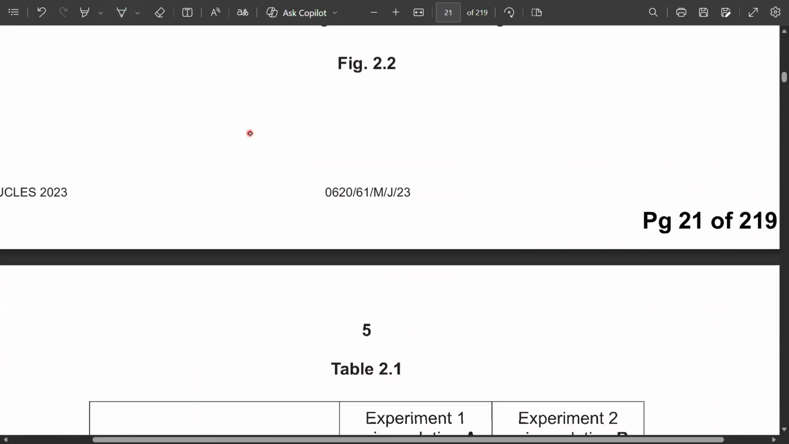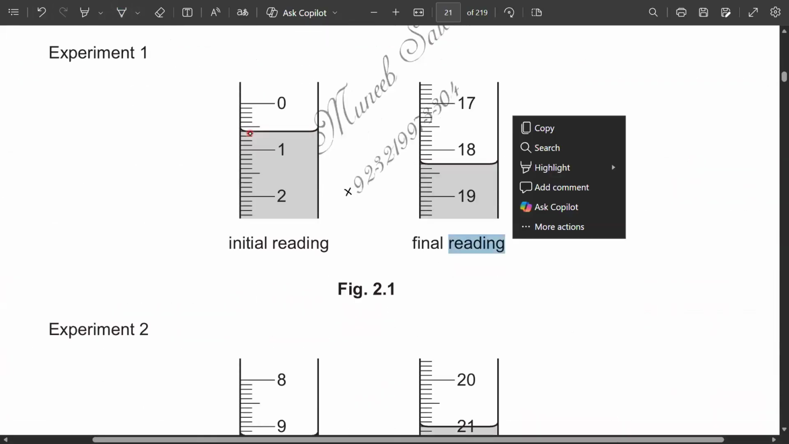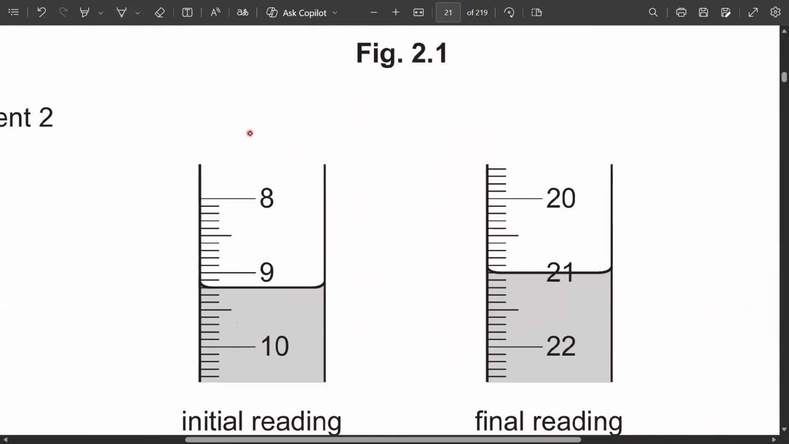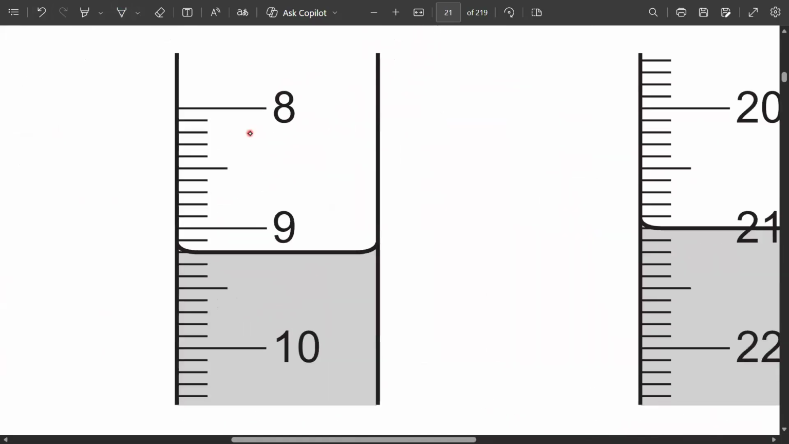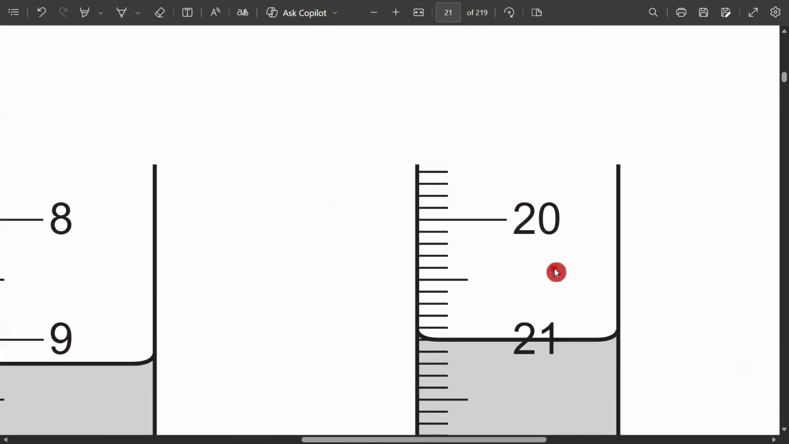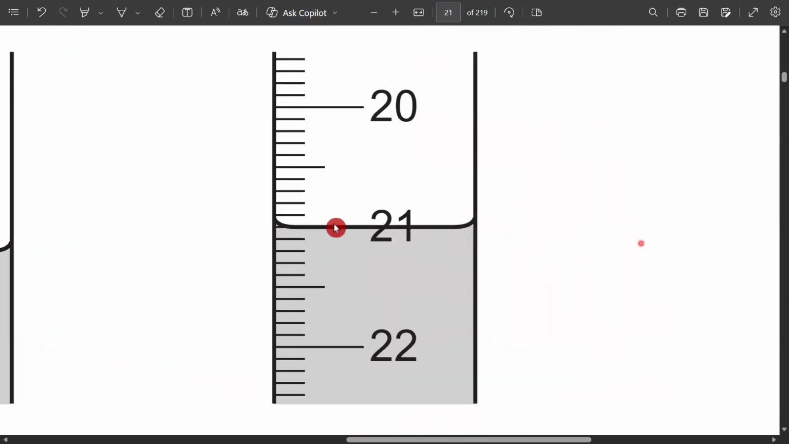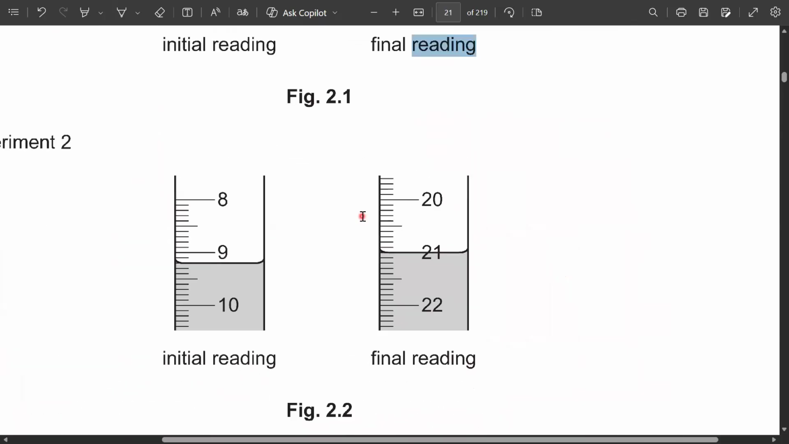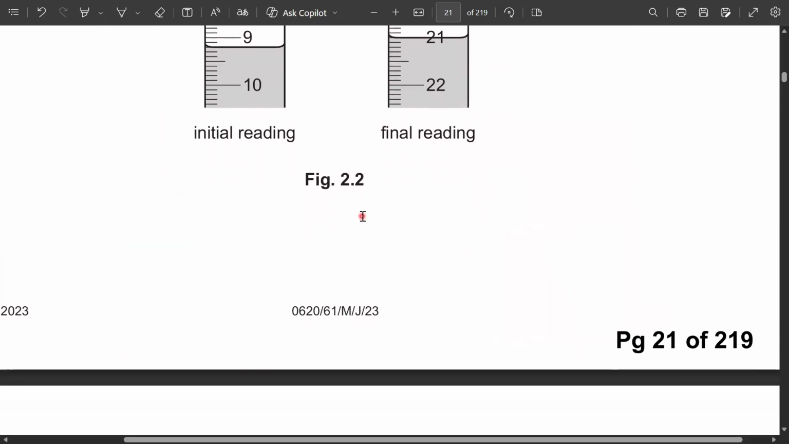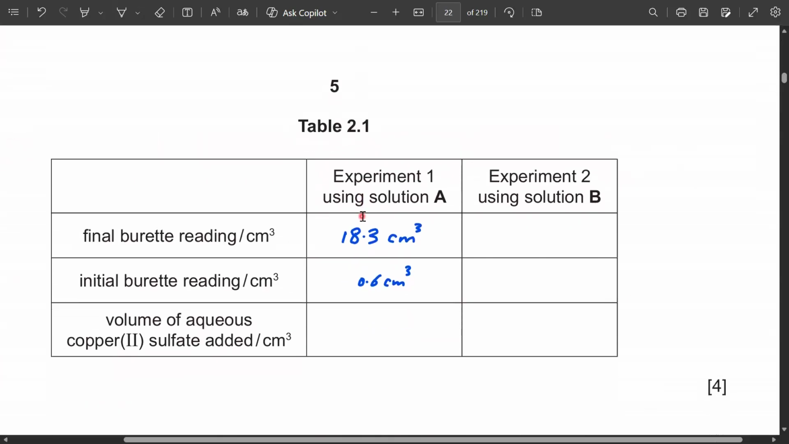And then next is experiment number 2. For experiment 2, the initial value is 9.2. We can see it is 9.2 over here, 9.1, 9.2. And the other value, which is the final reading, is clearly 21 cm cube. But we will need to put a decimal point as well.